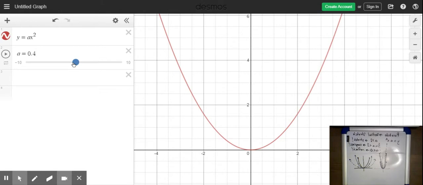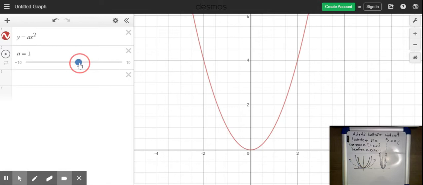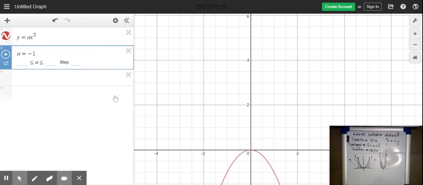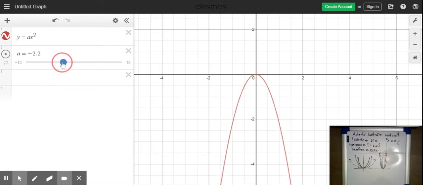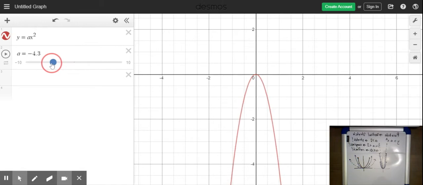What happens if we make the a value negative? Let's take a look at our original value of 1, and let's make it a negative 1. It reflected, it flipped. When our a value is negative, it flips over the x-axis, so it's reflected. Once it's reflected, the same pattern follows. So as I make my a value bigger, so -1, -2, -3, -4, -5, it gets skinnier, because it's being stretched.